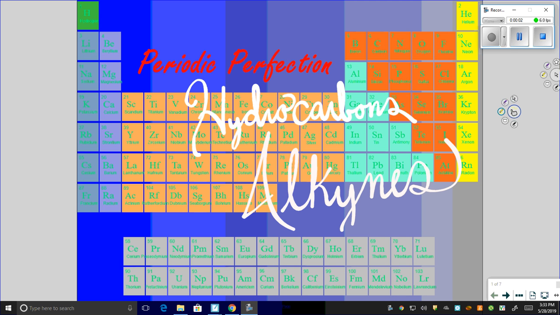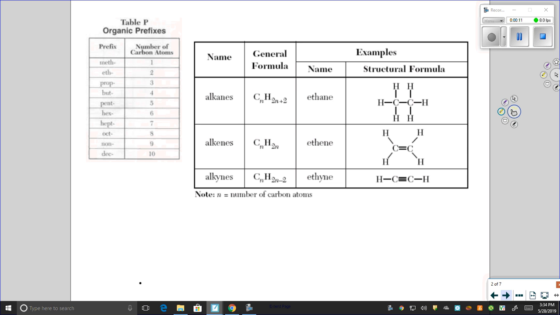In this Periodic Perfection, we're going to be looking at hydrocarbons, specifically alkynes. Alkynes are the class of hydrocarbons that contain at least one triple bond between the carbons in the main chain. They end in -yne. An example would be ethyne.